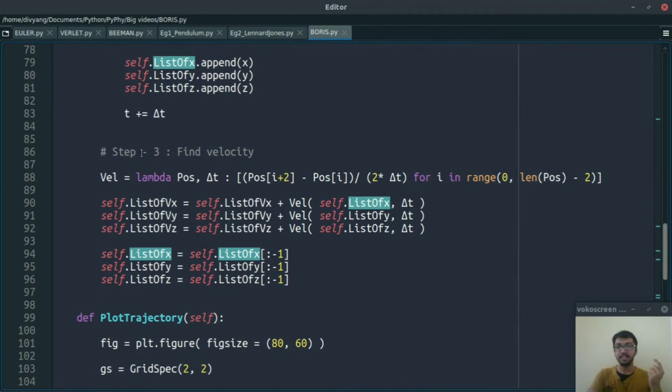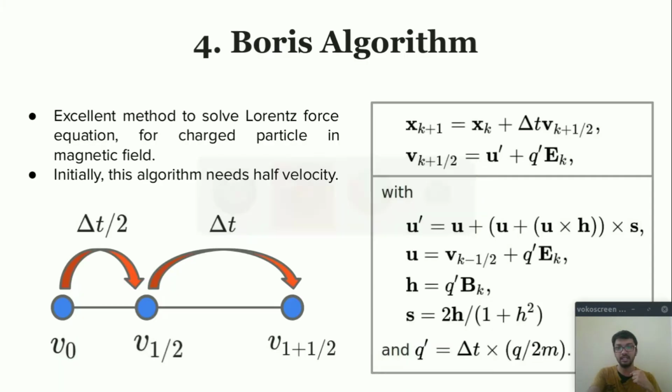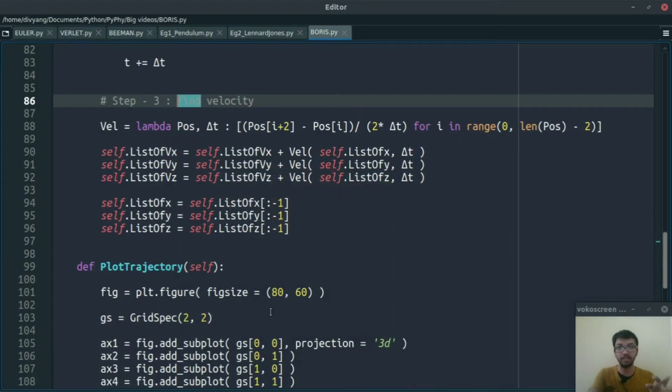This completes the second step, and we are jumping on to step 3, the velocity part. We have calculated half velocity. As you can see here, this is not v1, this is v1 plus 1/2, and similarly in the next epoch we will have v2 plus 1/2. So this is not full velocity, right? But for analysis purposes we need full velocity.